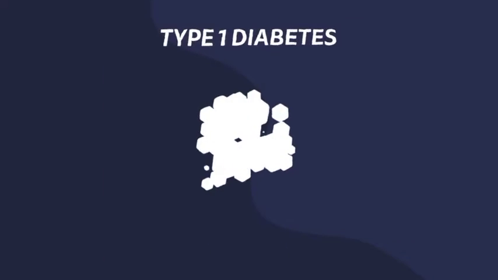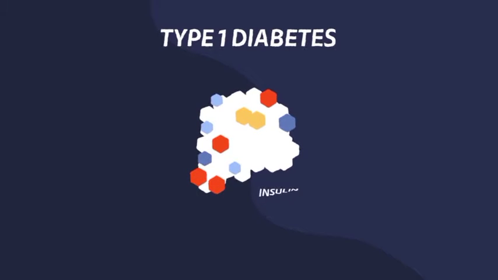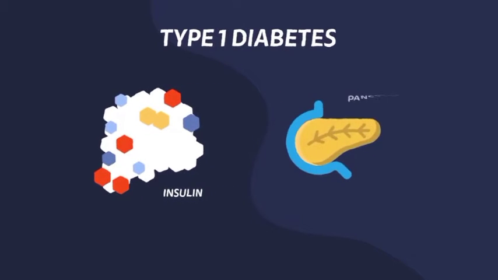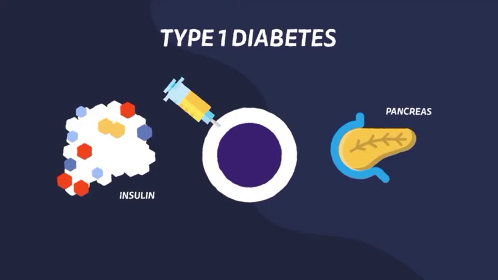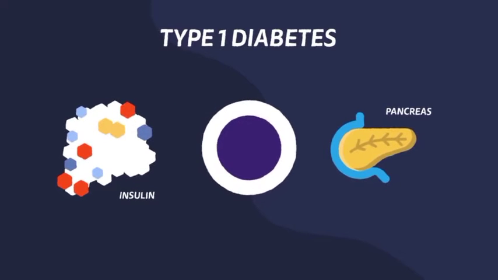Someone with type 1 diabetes cannot produce the hormone insulin, which is usually produced in the pancreas, and therefore must inject it into their body in order to regulate blood sugar levels. Without this option, a type 1 diabetic would suffer from serious health problems.